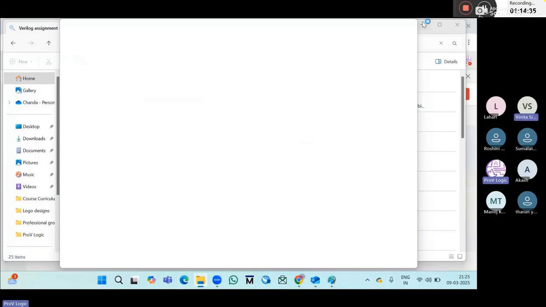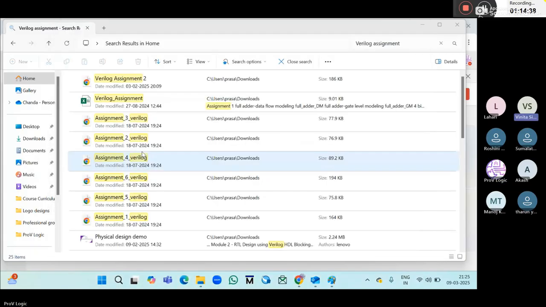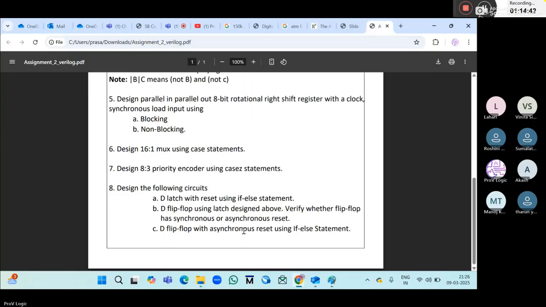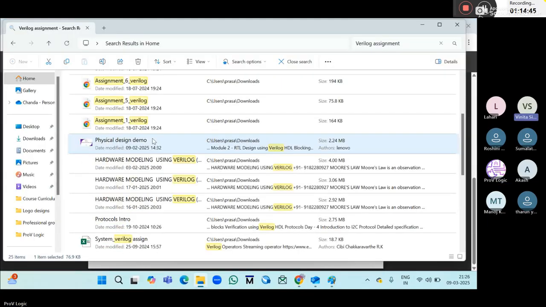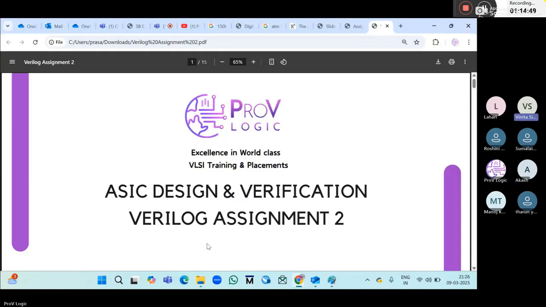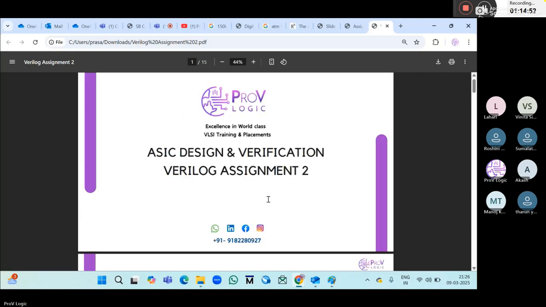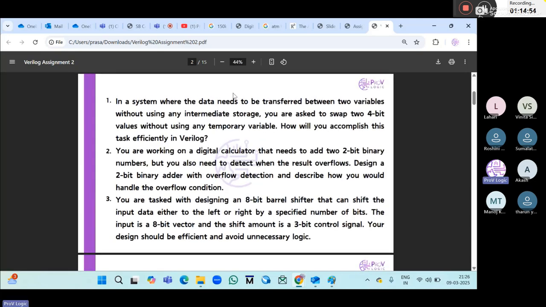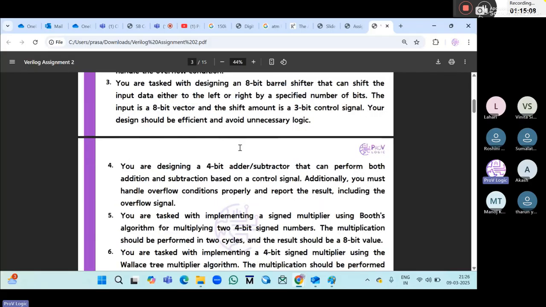Verilog assignment 1, Verilog assignment 2. This one. Yeah, one is this barrel shifter. Barrel shifter, what is that? I need to understand this barrel shifter. It's a shift register. You need to understand the logic.